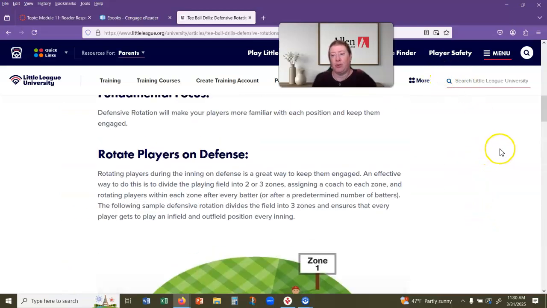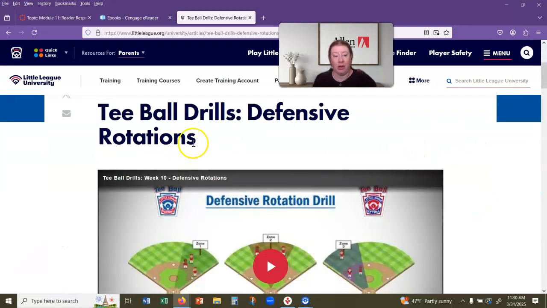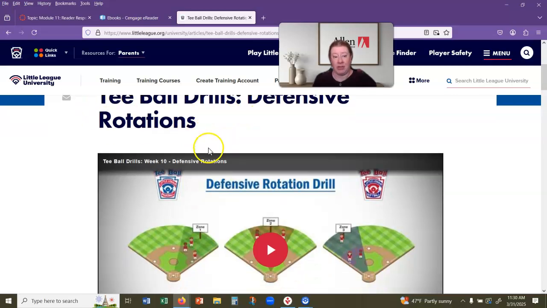What you're going to be looking for in your source is, obviously, you want the title. So in this case, it's T-ball drills, defensive rotations.